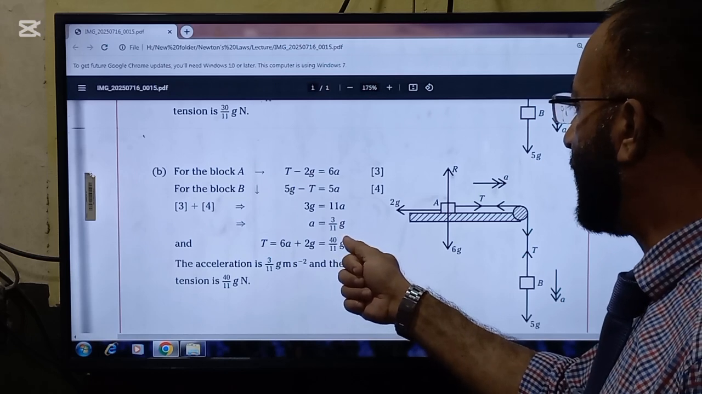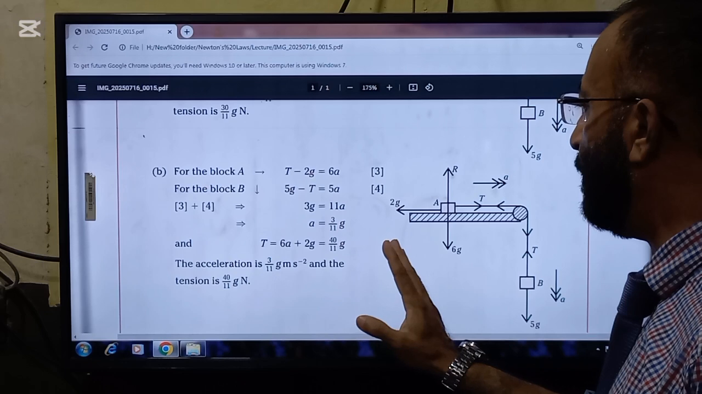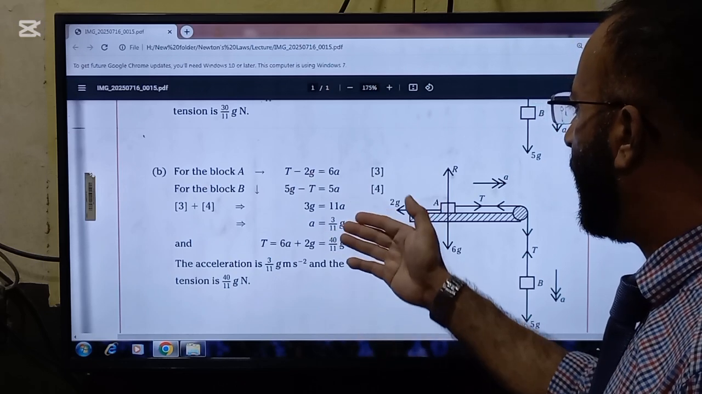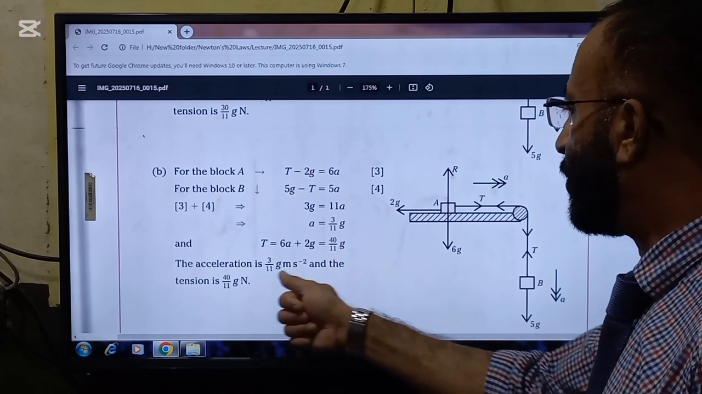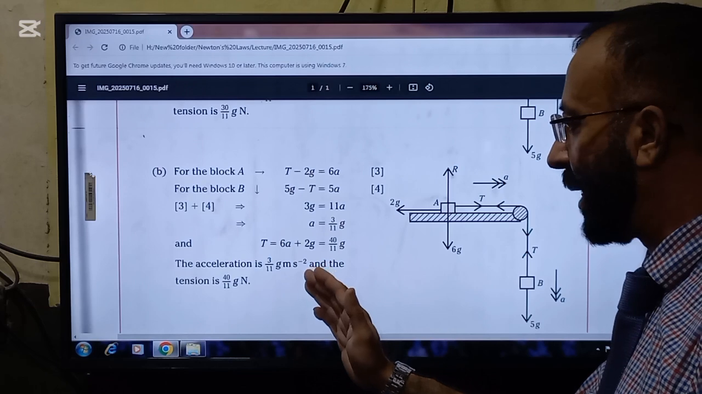Now you may put this value of A in either of the two equations. The answer will be the same. So when you put this value in any one of the equations, T will be 40 over 11 G. So the acceleration is this one and the tension is this one in the second case.